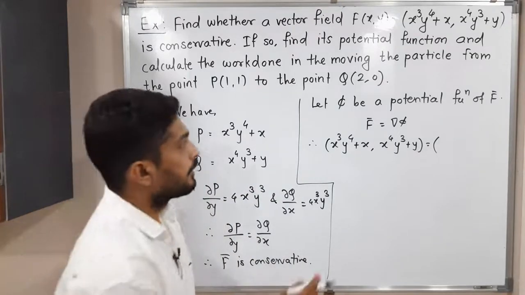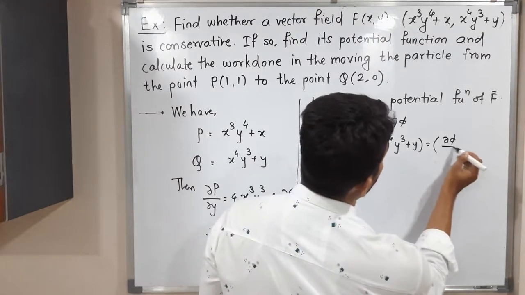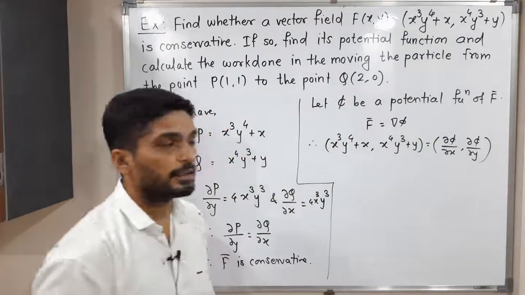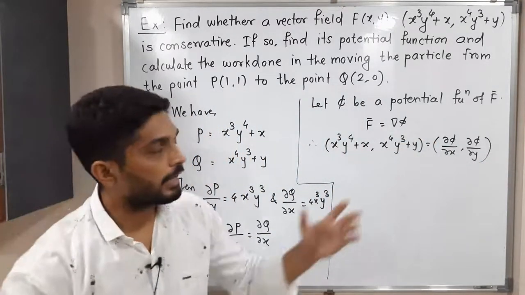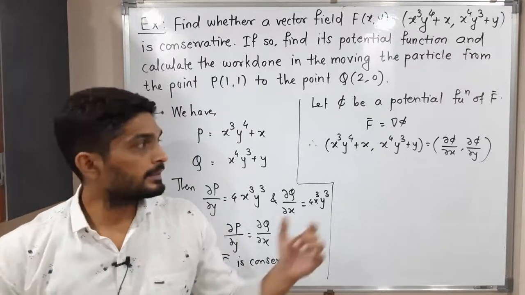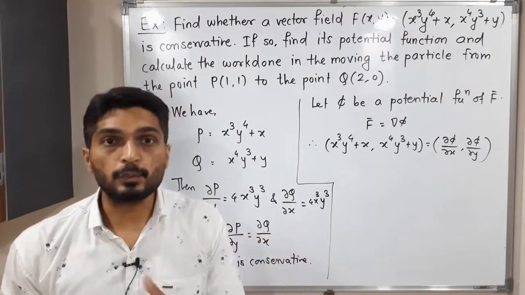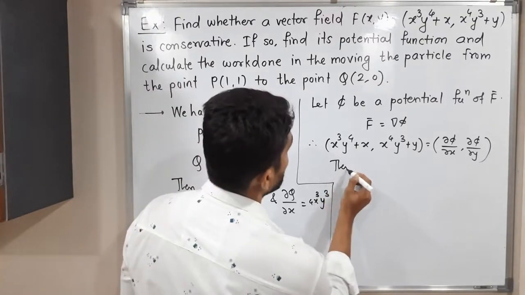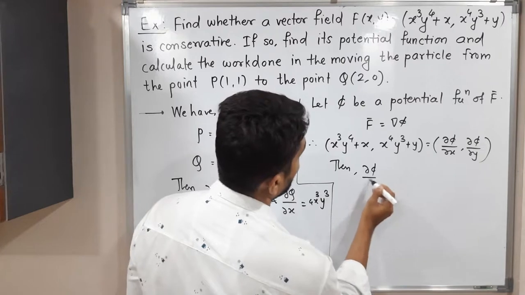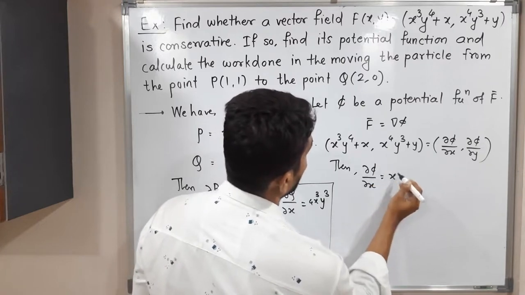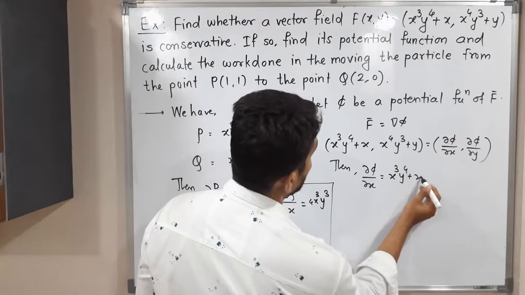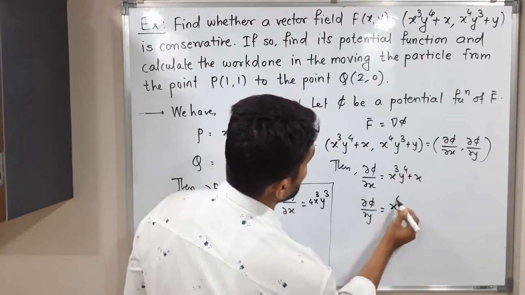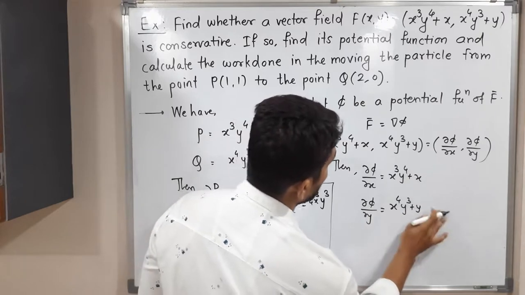Okay, so therefore we have to take derivative of phi with respect to x, derivative of phi with respect to y. Getting? So this is definition of del. So del is operated on phi and we will have this one. See, now we can see, we are saying these two vectors are same. That means we can equate their components. So the first component, del phi by del x, is equal to the first component here, x cube y raised to 4 plus x, and the second component, del phi by del y, is equal to x raised to 4 y cube plus y. Getting?